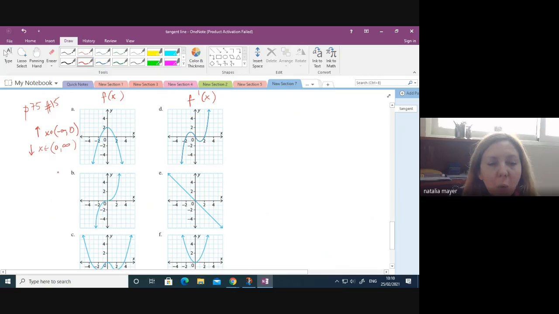Now tell me, when the function is increasing, what can you say about all those slopes which are possible for the tangent lines here? Are they positive or negative? Positive slopes. That means that if it's decreasing, then they have negative slopes, right?